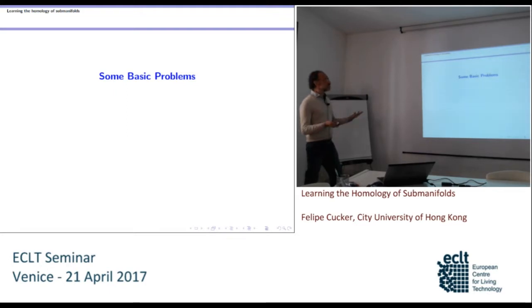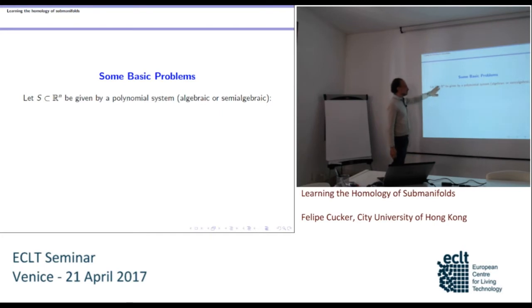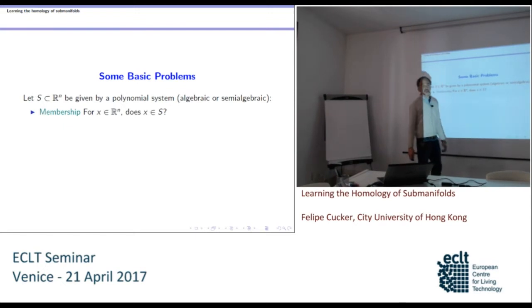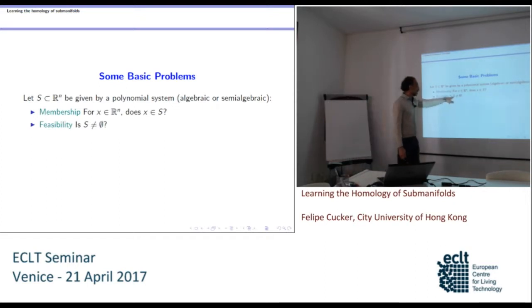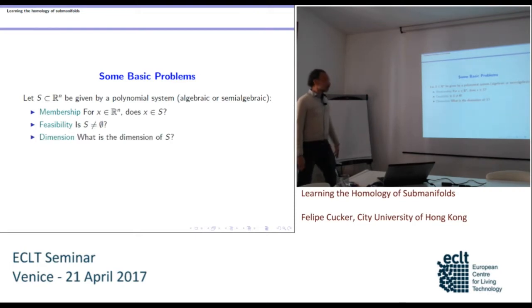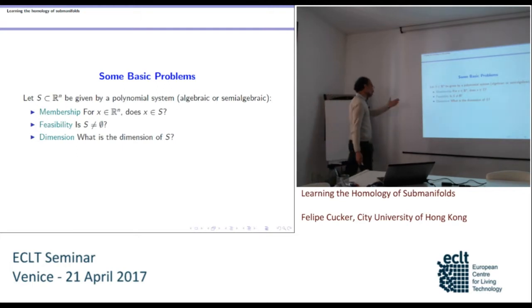Let me give you some examples, some basic problems. For instance, let S be a set given by a polynomial system, algebraic or semi-algebraic. Just to give you a few examples of the problems that people do find. Membership: I give you an x and I ask you, does x belong to S? Answer yes or no. Feasibility: I am giving you the set S by its description. Is S non-empty? Does there exist an x such that x belongs to S? It could be empty. I mean, I could tell you x squared plus 1 equals 0. There is no x. What is the dimension of S? It's a geometric property. What is the cardinality of S?